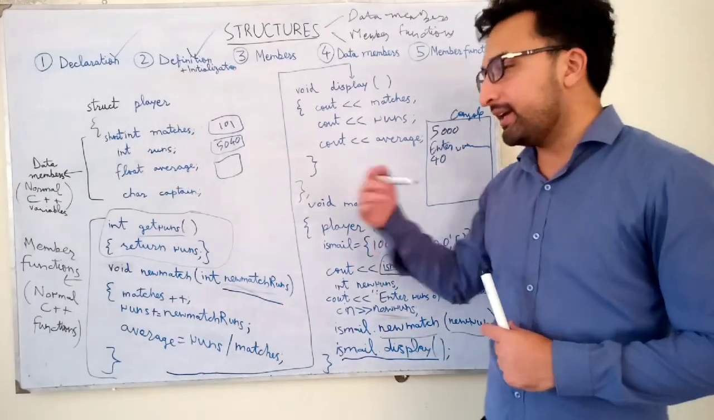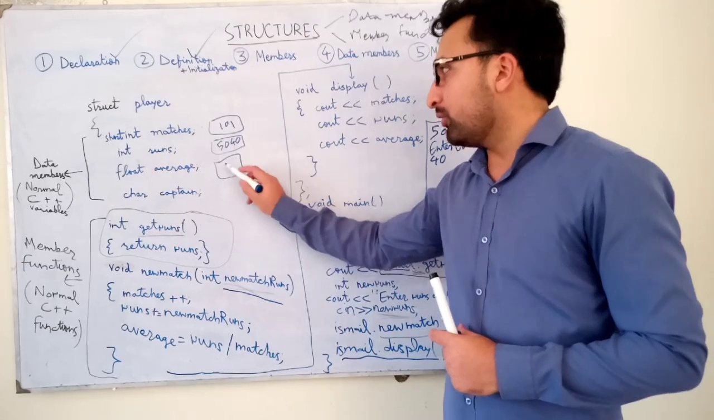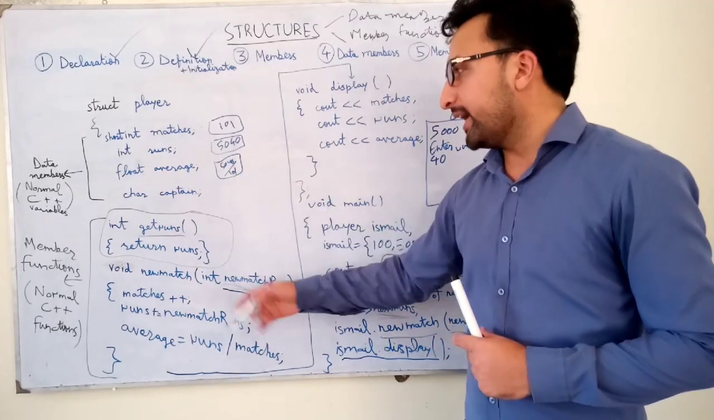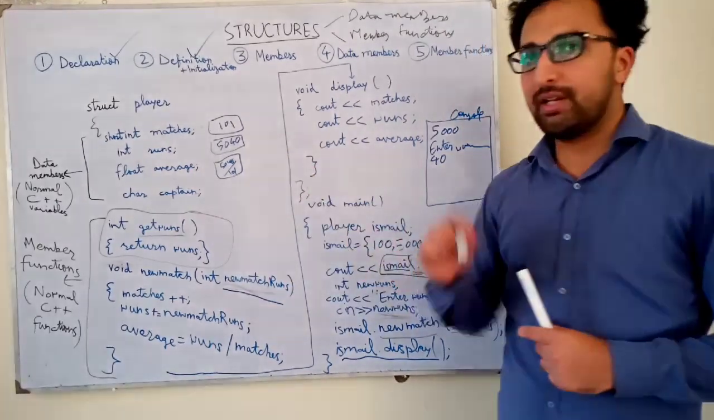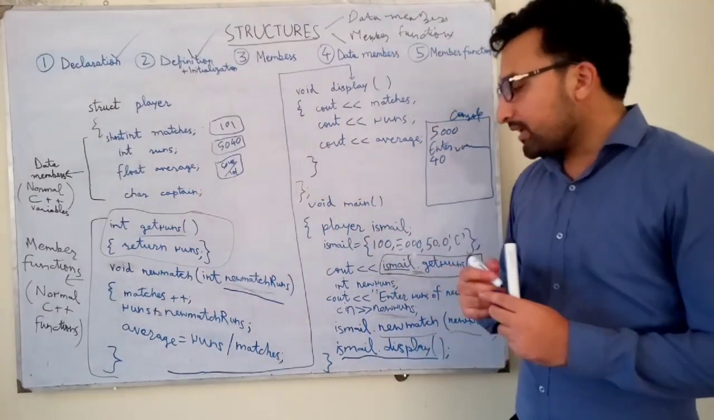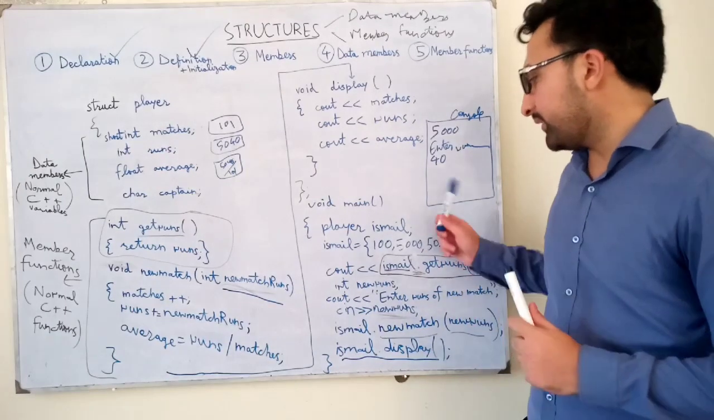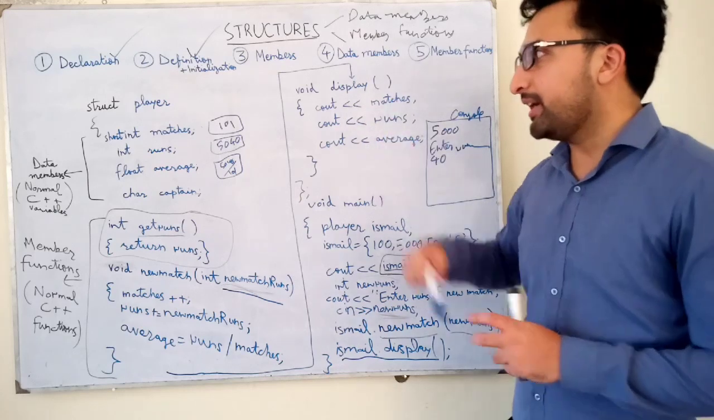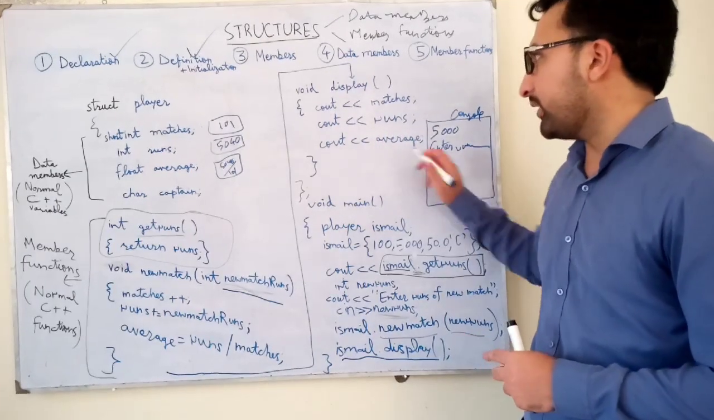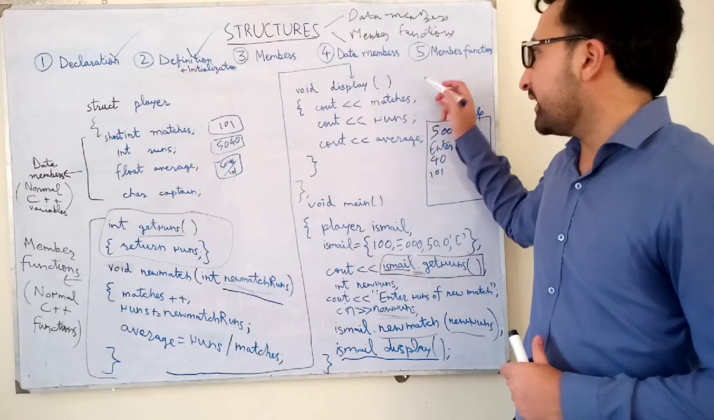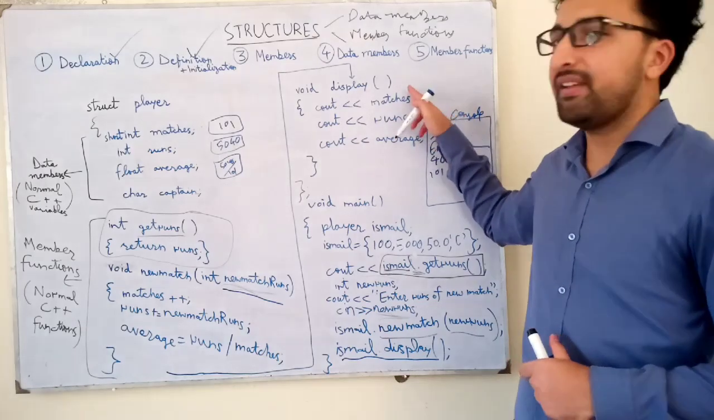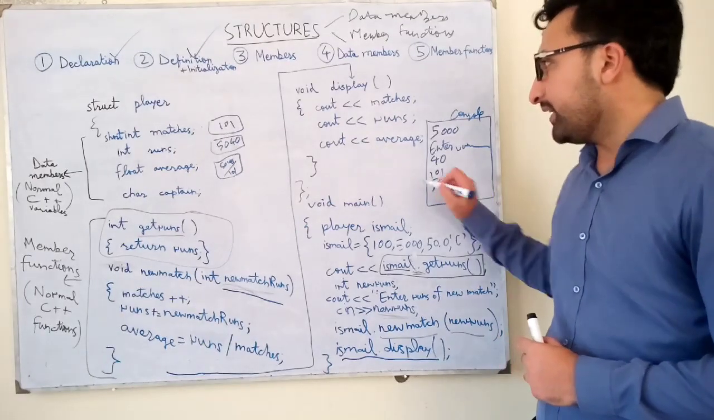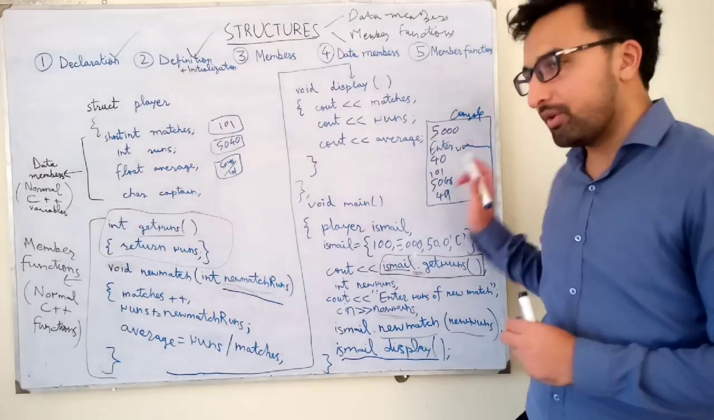So 40 will be added. Here the value 5040 by 101 will get updated. That will most likely be 49 point something. So in this case, when we call the display function, it will print the updated matches. It will print 101 on the screen. After that, we can assume there is a new line character here. Updated runs, that will be 5040, and updated average, that will be 49 point something.